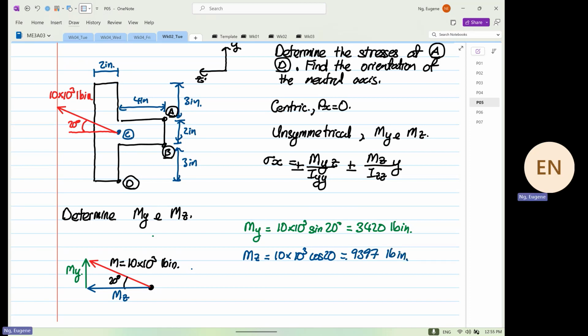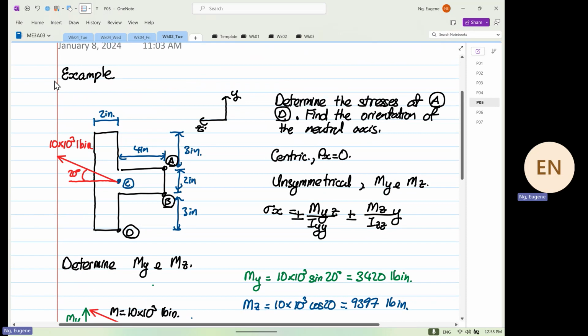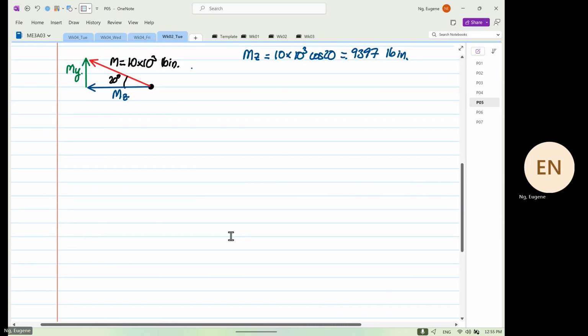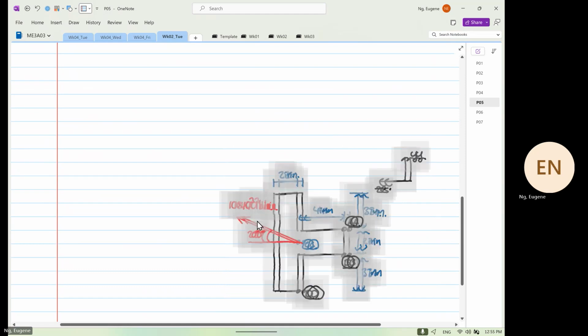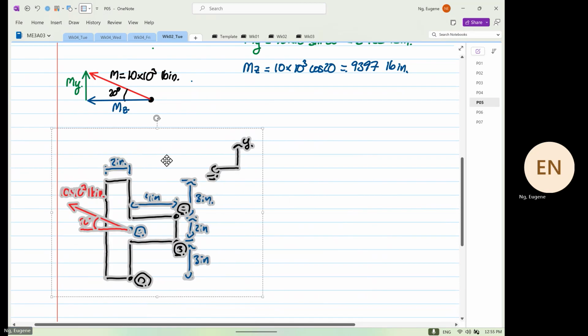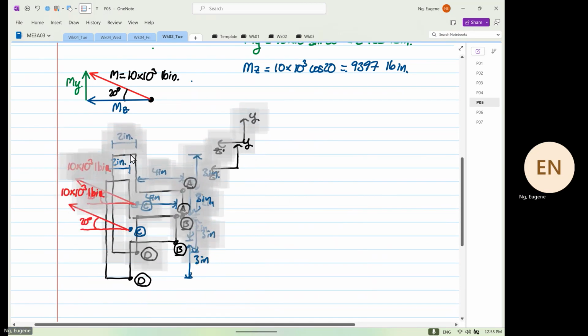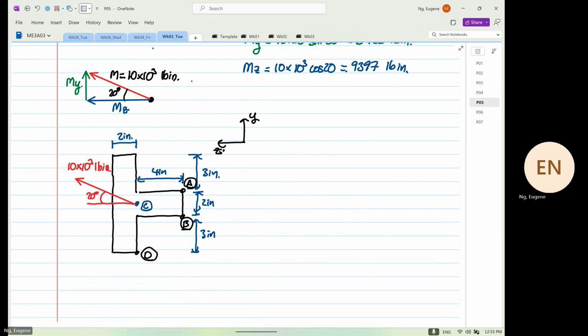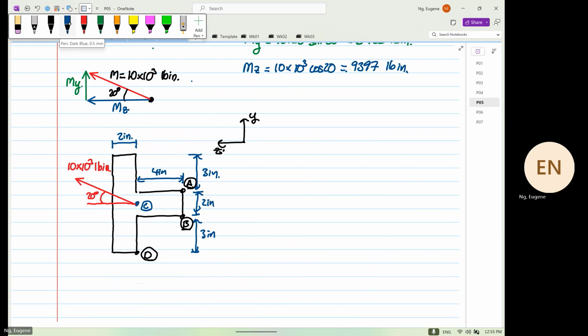Okay, and then the next one is our Iyy and Izz. Okay, so some student asked me how to determine Iyy and Izz in class just now. I'm going to do it. Okay. Maybe a quick revision for some. Right, we are going to find our Iyy. Okay, we are going to determine our Iyy first.